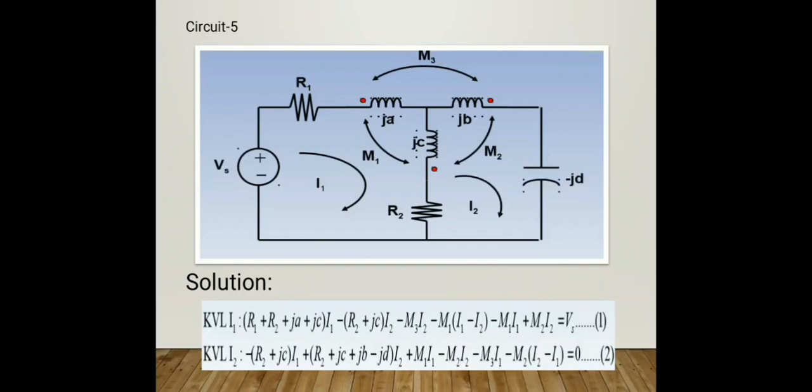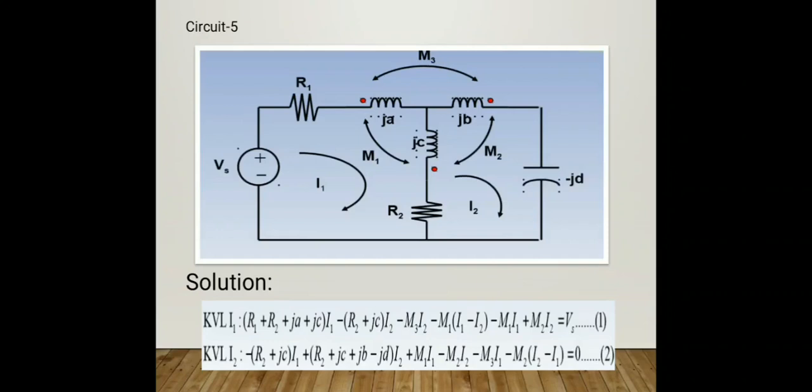Okay. For the second loop, for the second inductor JB, I1 current leaves the JC and I2 current leaves the JB, so it should be additive. So M2 I2 additive, okay, plus M2 I2. I think you may understand.